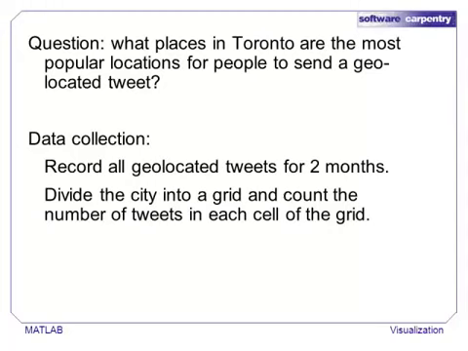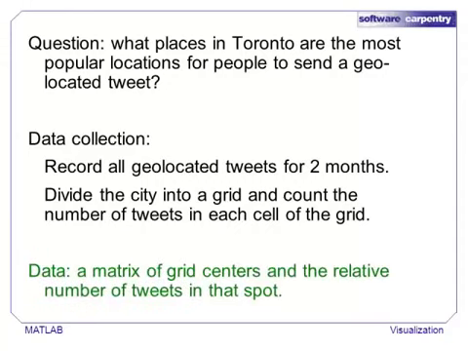To answer this question, I recorded all geolocated tweets for 2 months in downtown Toronto. Then I divided the city into a grid and counted the relative number of tweets in each cell of the grid. The result is a data matrix, where each point in the matrix is the relative number of tweets near a grid center on the map. Of course, like many other data sets, this one is best thought of as a matrix.